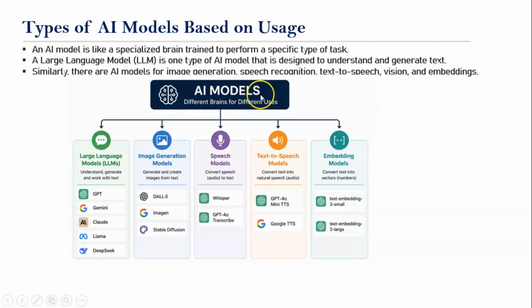See here, AI models are nothing but different brains for different uses. Suppose here, the first model is large language models. So LLMs, or large language models, are specially designed to work with text. And the next one is image generation models. These models are specialized to generate and create images from text. Same way, speech models, text to speech models, and embedding models.